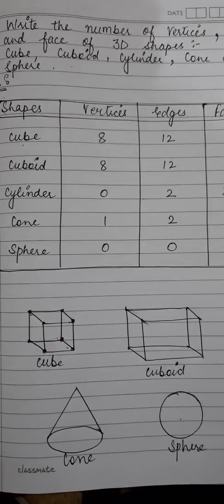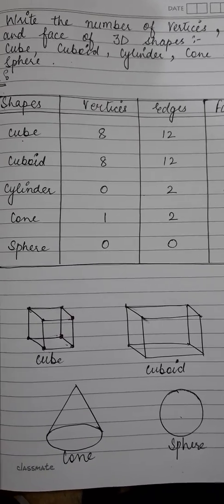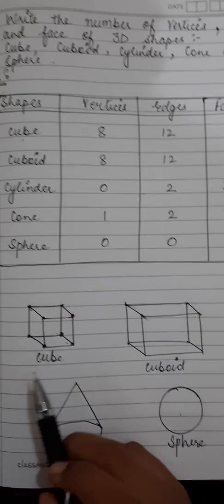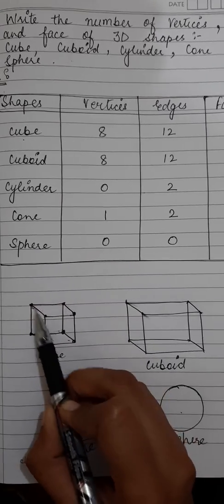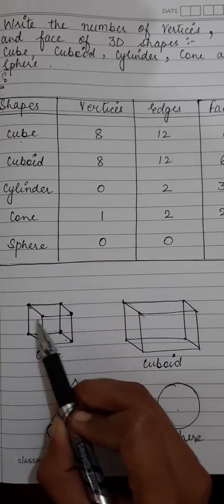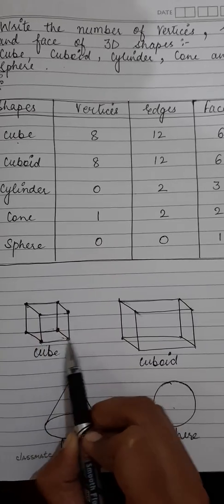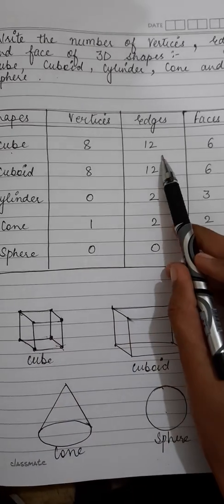Now let us talk about the edges. Now how many edges are there? That means sides. How many sides are there of a cube? 1, 2, 3, 4, 5, 6, 7, 8, 9, 10, 11, 12. So there are total 12 edges.